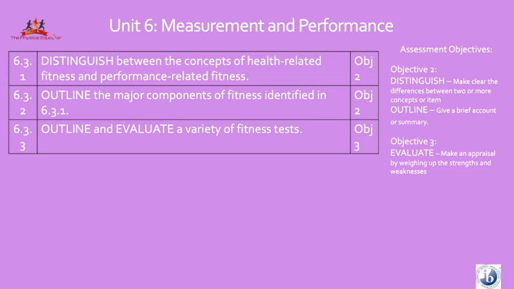Components of fitness, let's go. As you can see with the objectives, there are only 3. It's a really small subtopic. However, all 3 topic areas are either objective 2 or 3, meaning you have to go into detail with each. You have to be able to identify, describe, and explain with examples each of the components of fitness and the tests that are required.